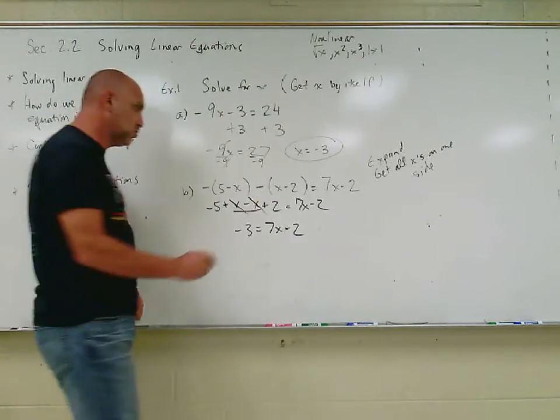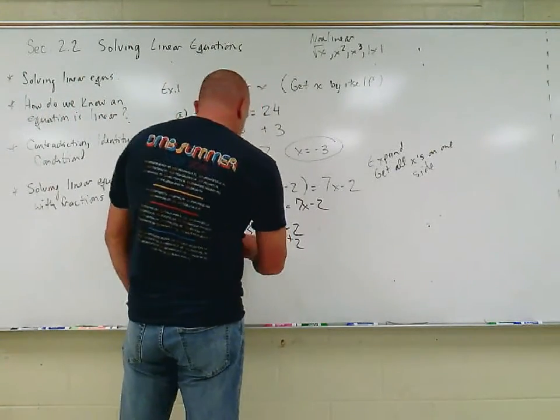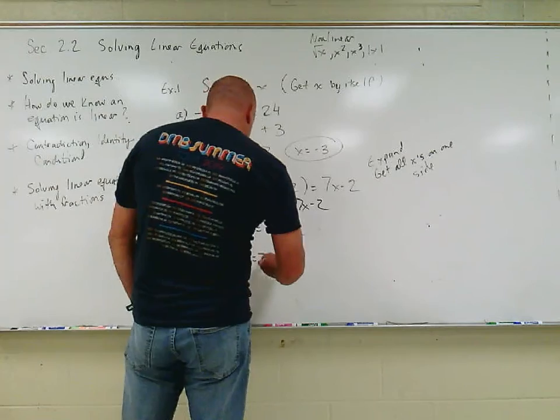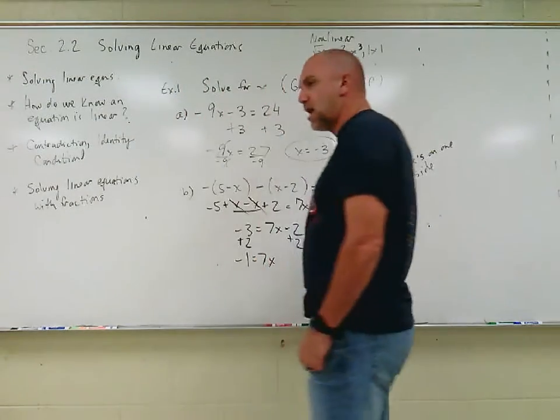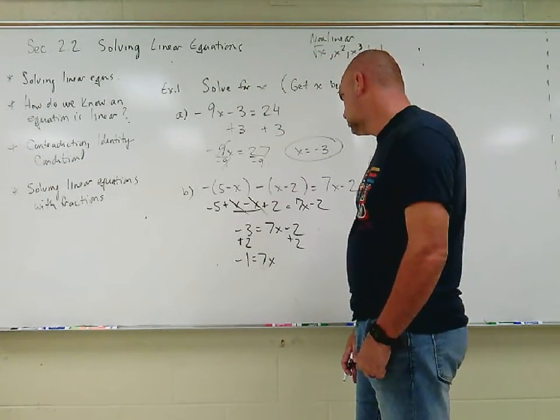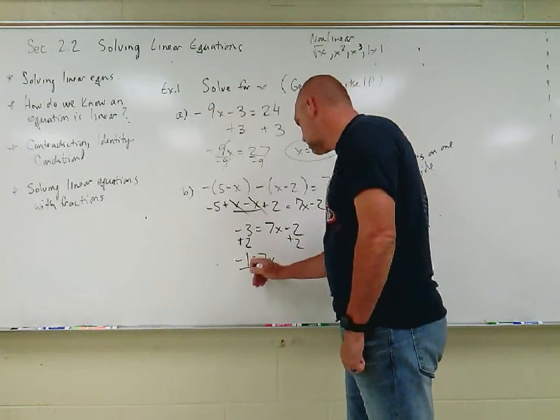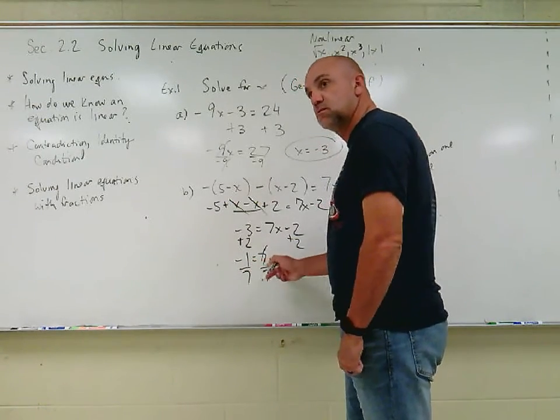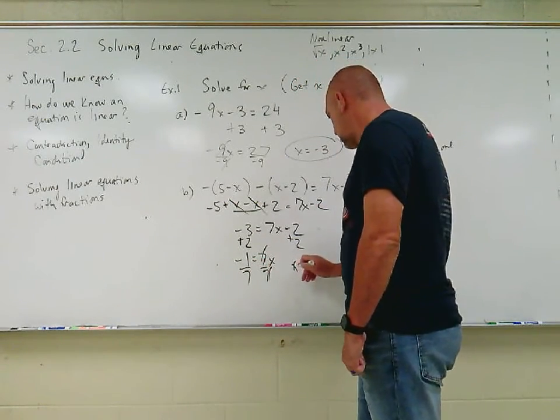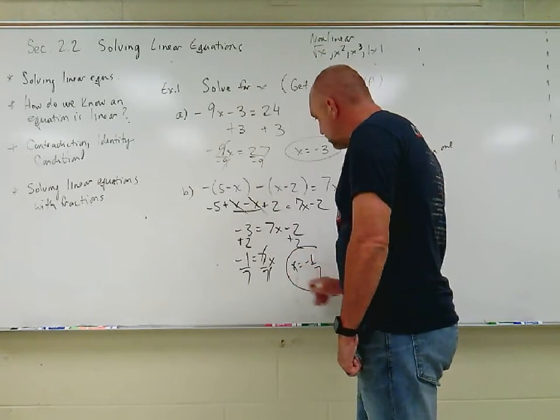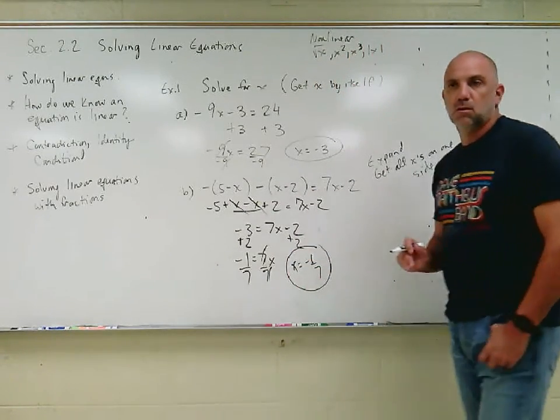So I'll add 2. When I add 2, I get negative 1 and 7x. And then what's my last step here to solve? Divide by 7. Yeah. 7 is in there. You have x is negative 1/7. There's your solution. All right.